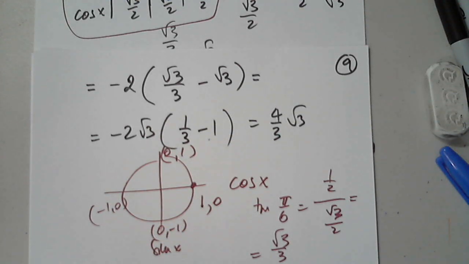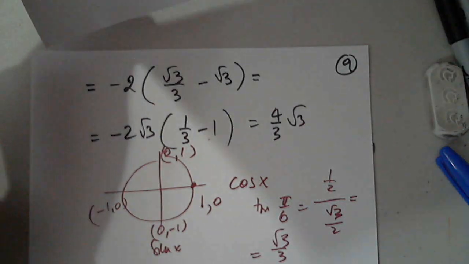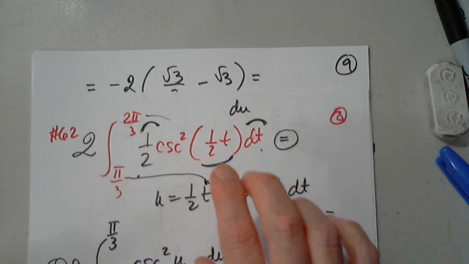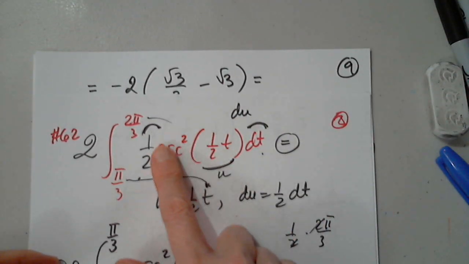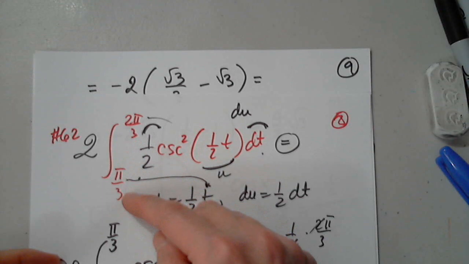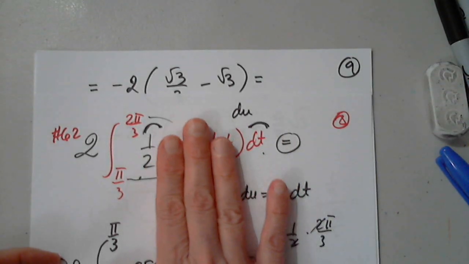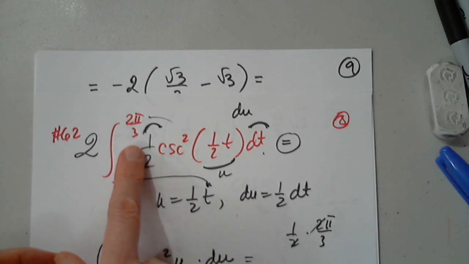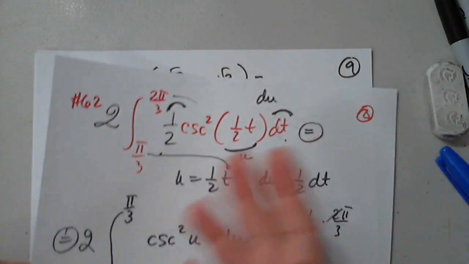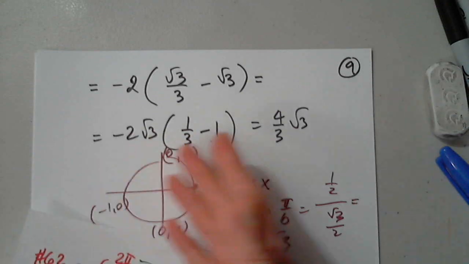I also wanted to say that from the very beginning, I should have said, is this function continuous on pi over 3 to 2 pi over 3? Because if this function is not continuous on pi over 3 to 2 pi over 3, then I'm in trouble. All this is gibberish. All this means nothing.